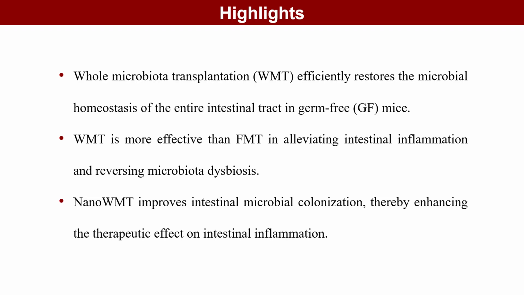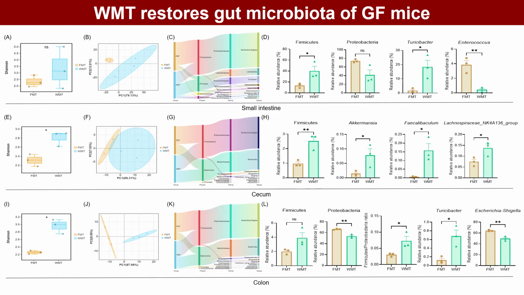WMT is more effective than FMT in alleviating intestinal inflammation and reversing microbiota dysbiosis. WMT improves intestinal microbial colonization, thereby enhancing the therapeutic effect on intestinal inflammation. WMT restores gut microbiota of GF mice. In GF mice, WMT showed superior efficacy to FMT in restoring microbiota diversity and composition across the small intestine, cecum and colon, enriching beneficial taxa while suppressing potential pathogens.